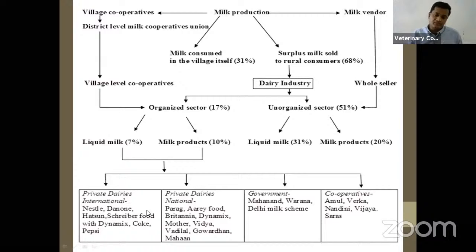Barring these private dairies, what is left are the cooperative dairies and government dairies. We have government dairies such as Mahananda, Varna, and the Daily Milk Scheme. These are all schemes owned by the governments, and these are the brands in the market. The most important sector is the cooperative dairy. You know the story of Anand Milk Union. Likewise, we have Verka in Punjab, Nandini in Karnataka, and Vijaya and Saras in South India. These are all the brands in the market.